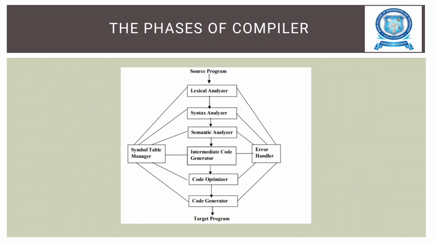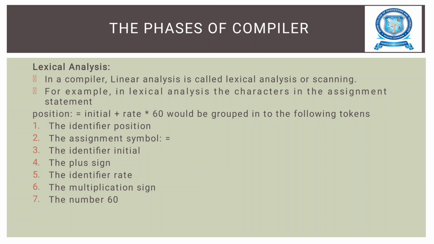So these are the 6 phases. These 6 phases work with the error handler and symbol table management. The variables or identifiers are stored in the symbol table. It has the address and the data type of the symbols, along with flag information. At the same time, if any error occurs in any phase, it is handled by the error handler.